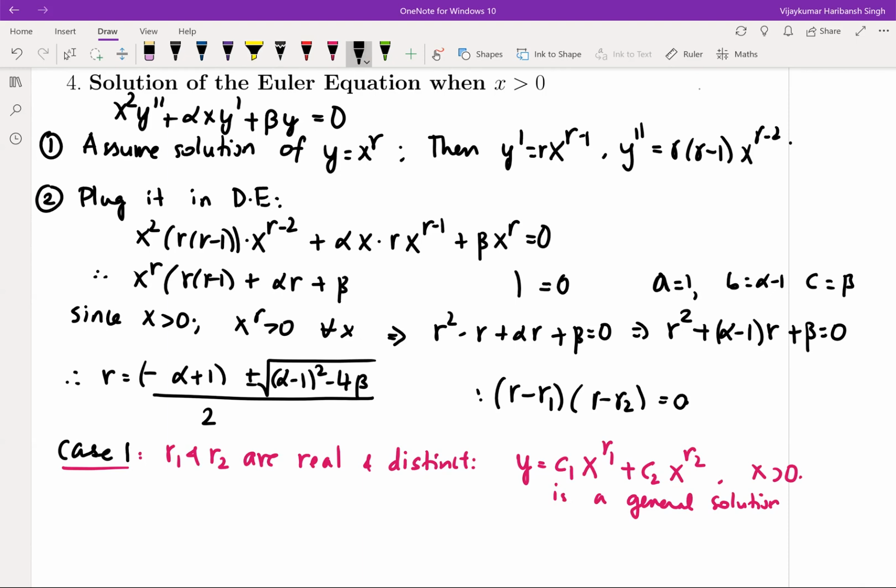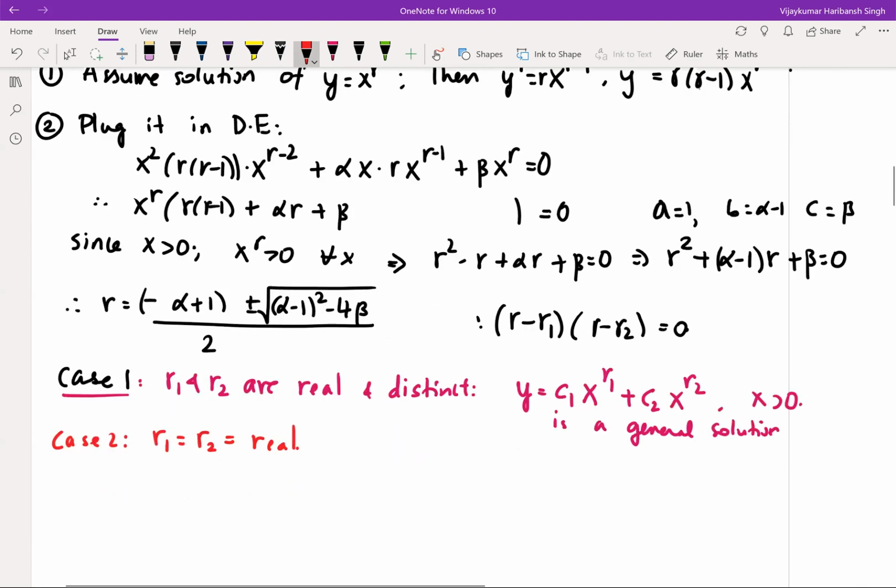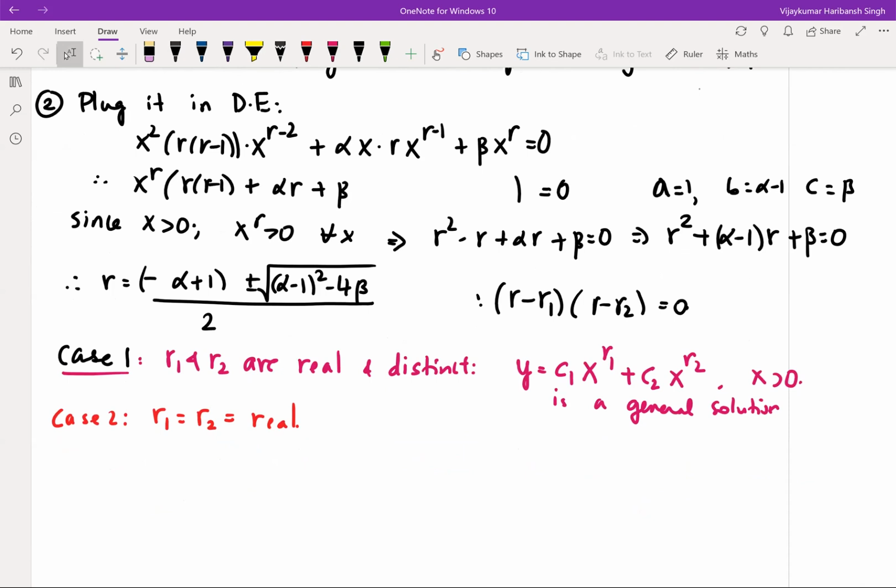Case 2, r1 equals r2 equals a real number. In this case, we have y1 equals x to the power r1, and we need one more solution, so we can use reduction of order to find the second solution.